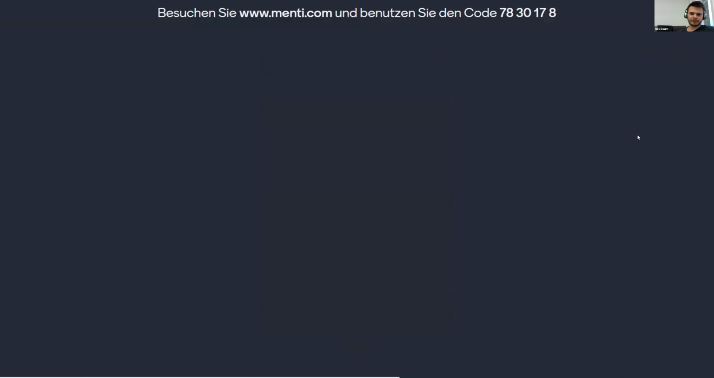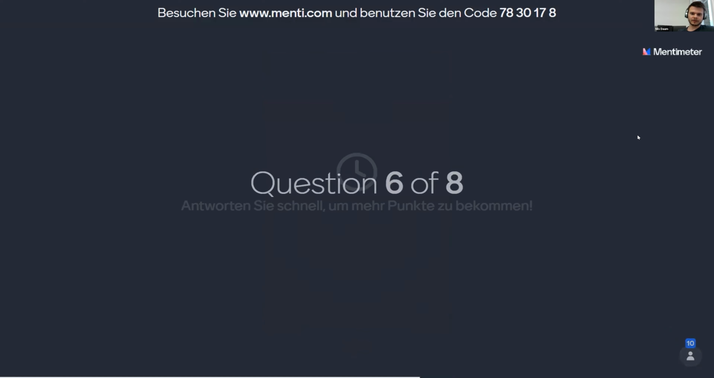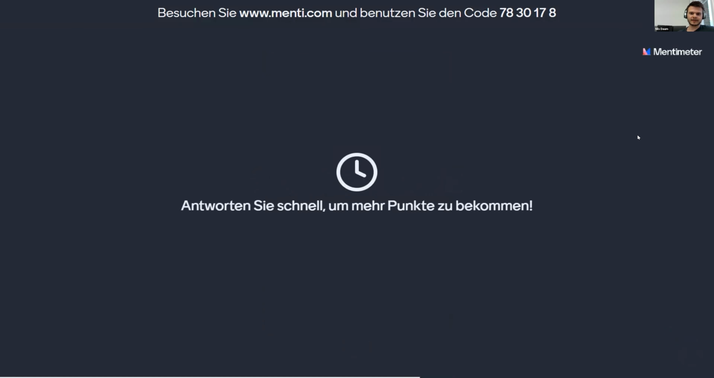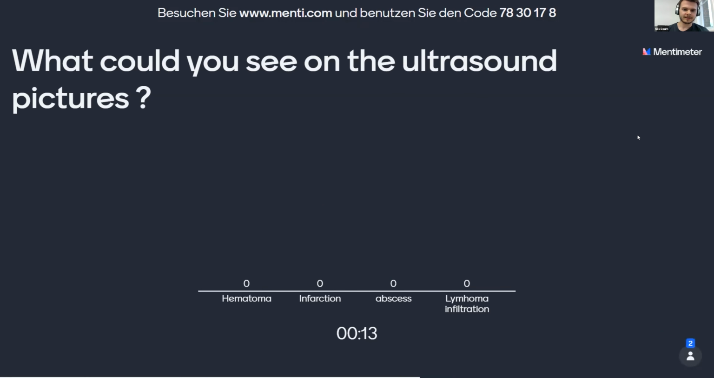So it's very early in the morning, and the question is, what is this in the spleen? What could it be? Or otherwise, what can you see on the ultrasound picture? Is it a hematoma? Is it maybe an infarction, an abscess, or maybe a lymphoma infiltration?